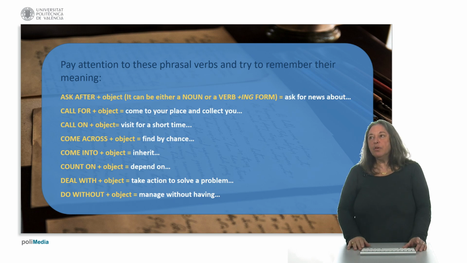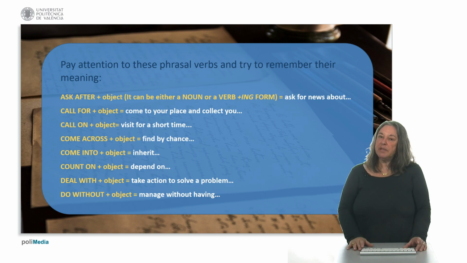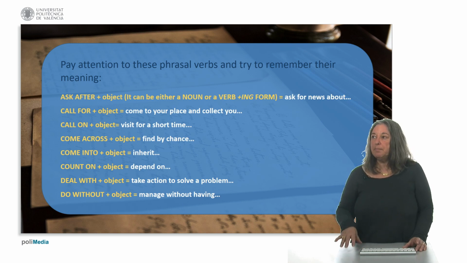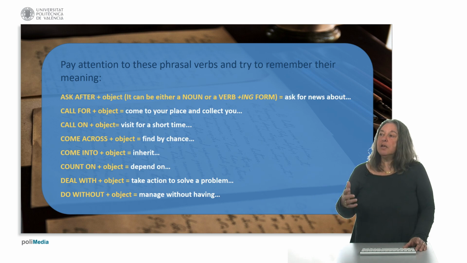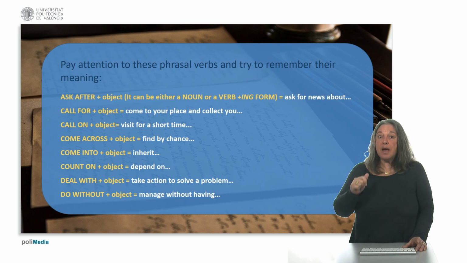Now, here are some more phrasal verbs which I'd like you to look through carefully and try to remember what they mean, because they are very common in spoken English. To ask after plus the object, to ask for, to ask about something. To call for, to come to your place and collect you. To call on somebody, to visit a person for a short time. To come across something, to find that thing by chance. To come into some money, for example, to inherit money. To count on somebody or something, to depend on that thing or person. To deal with, to take action, to solve the issue. To do without something, to manage, to cope without having that particular thing.